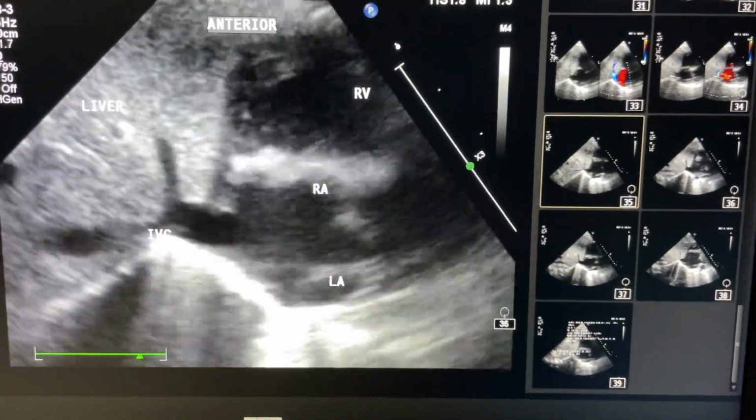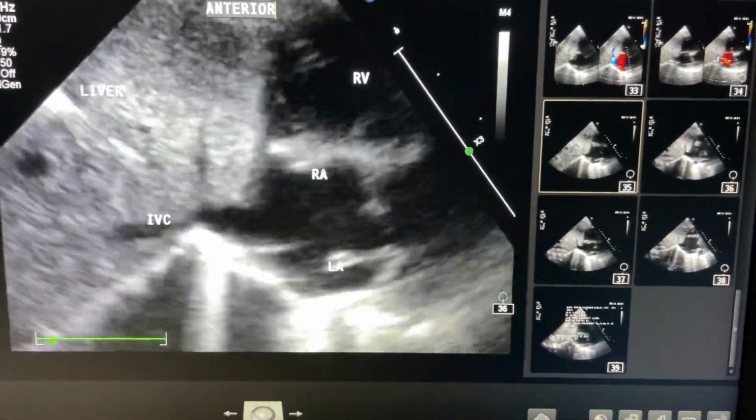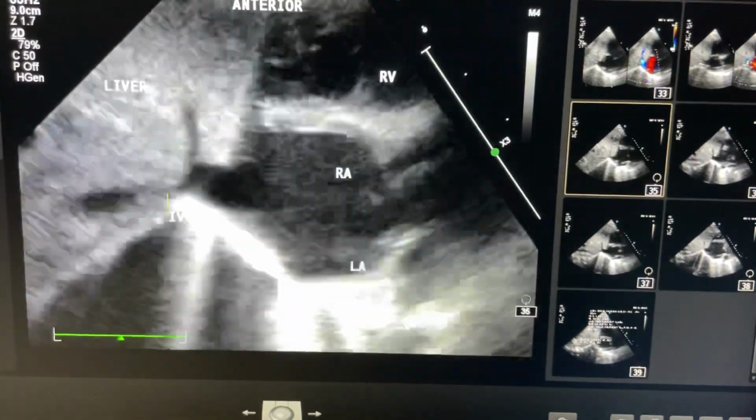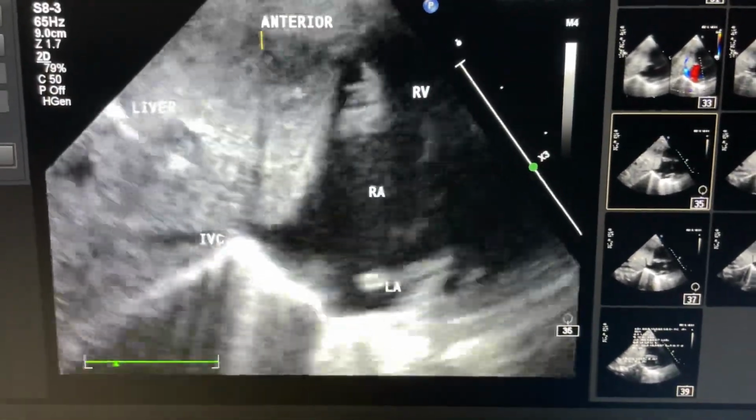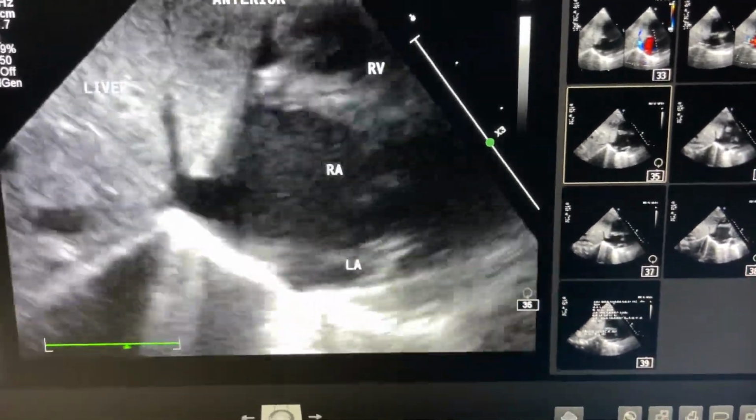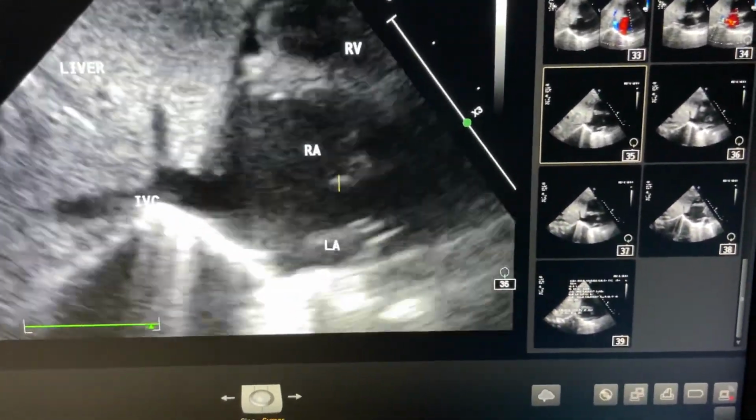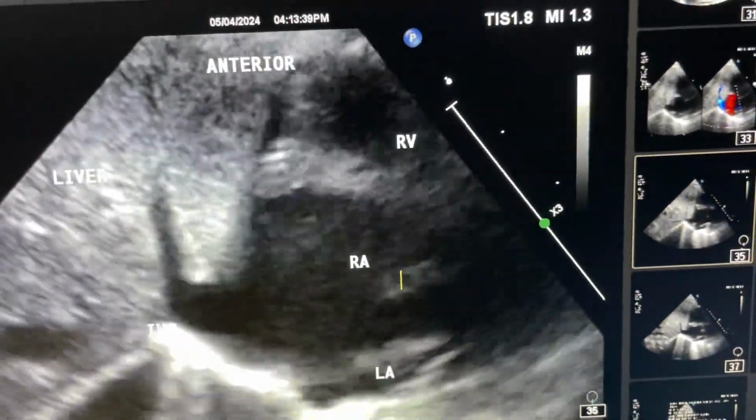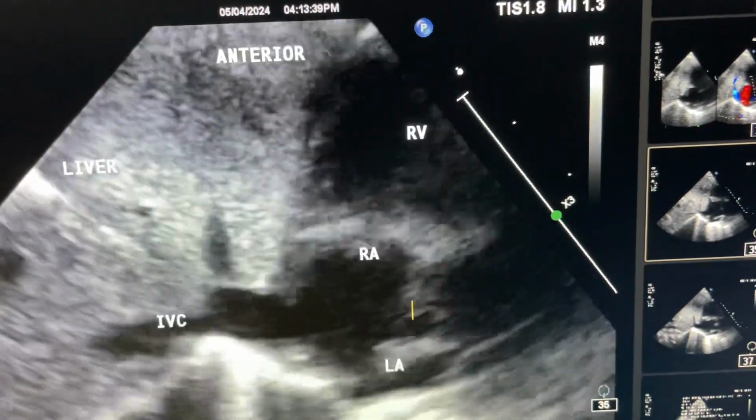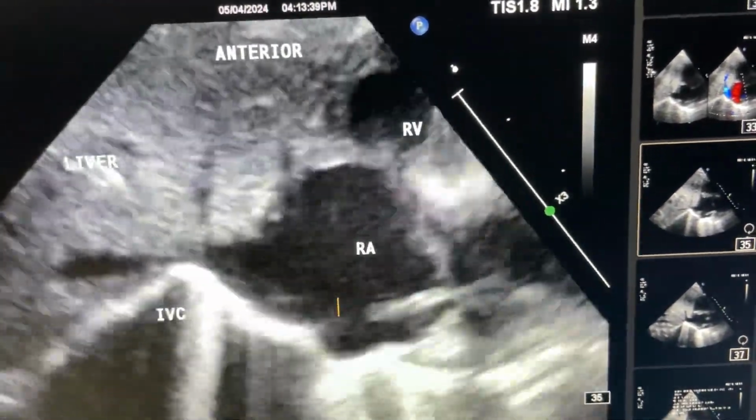showing both IVC and SVC. You see this is IVC, this is liver, and this is anterior one, this is most posterior one. This is right atrium, this is right ventricle, this is tricuspid valve, and this portion is superior vena cava. This is inferior vena cava. This is superior vena cava.